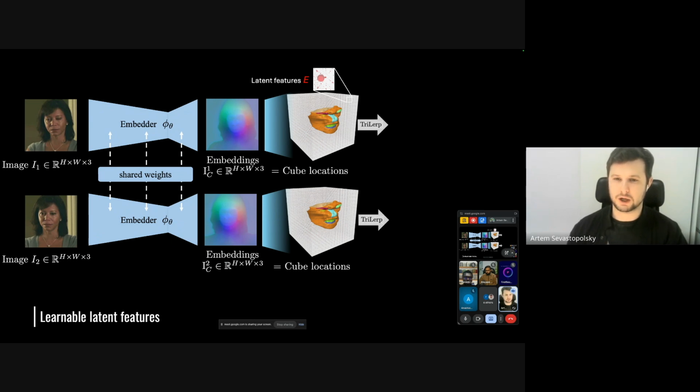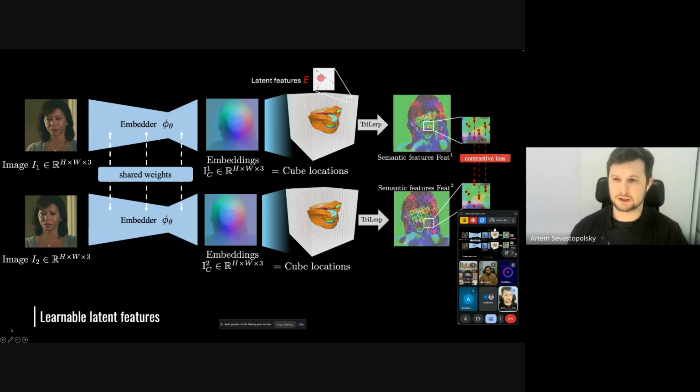So if we ended up in some location in the cube, we can interpolate it between the neighbors. And this way we get a map of embeddings, which is much higher dimensional. Namely, we used 16-dimensional embeddings in our work, but any number could be used. And this map would still be exactly aligned with the input image, but it's not going to be H by W by 3, it's going to be H by W by 16.